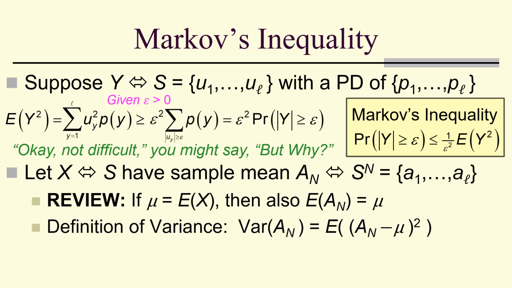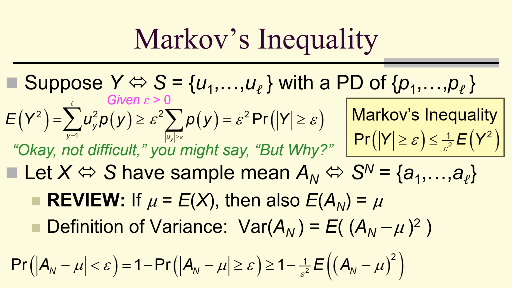And by the definition of variance, it's the expected value of (A_n minus mu) quantity squared. So the probability that the absolute value of A_n minus mu is less than epsilon is 1 minus the probability that the absolute value of A_n minus mu is greater than or equal to epsilon. And that is greater than or equal to 1 minus 1 over epsilon squared times the expected value of (A_n minus mu) squared. That's by Markov's inequality. But that's just 1 minus the variance of A_n over epsilon squared.